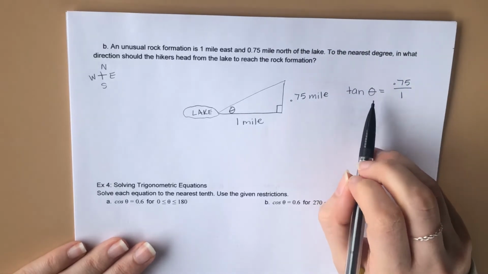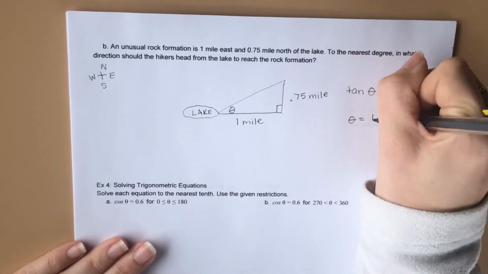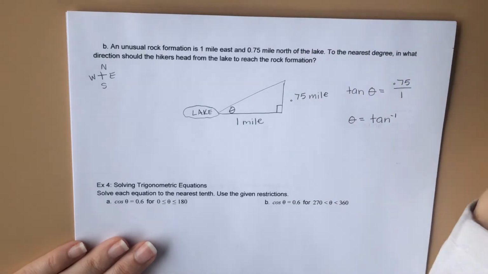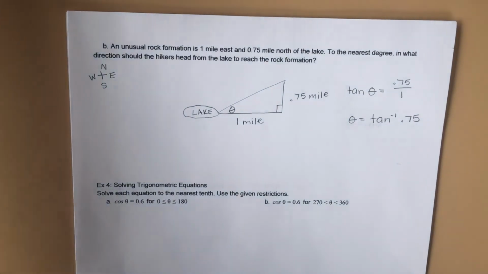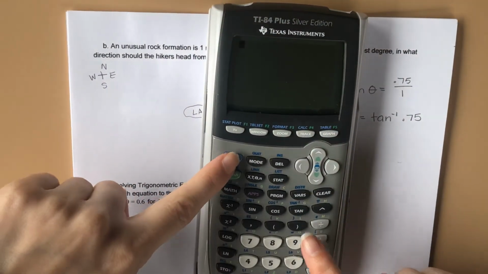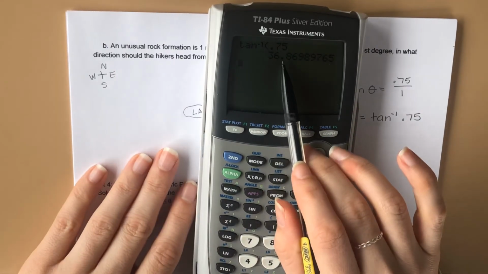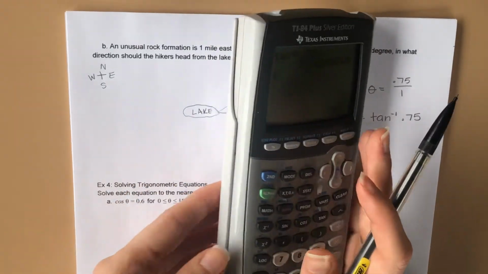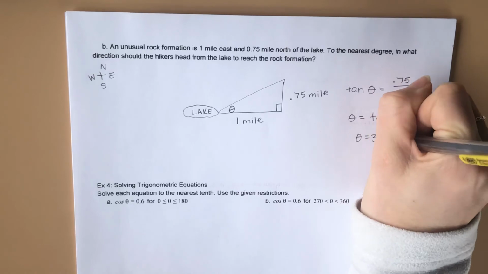To get rid of the tangent, to find what that theta is, we're going to use tangent inverse. So I'm going to have theta equaling tangent inverse of 0.75. 0.75 divided by 1, still 0.75. So once again, press second tangent inverse, and then 0.75. And we should get, we'll say 37 degrees. So theta equals 37 degrees.